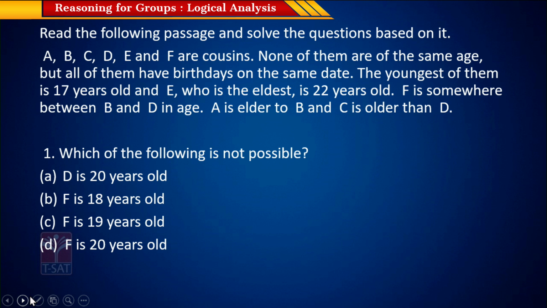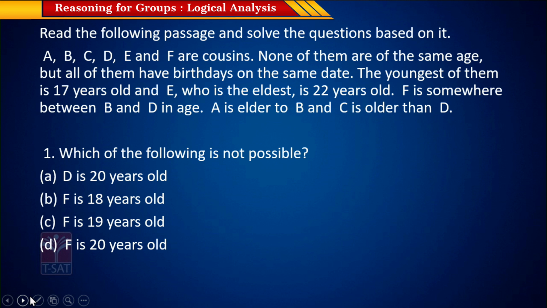It says A, B, C, D, E and F are cousins. So there's 6 people. None of them are of the same age, but all of them have birthdays on the same date. Okay, so the youngest of them is 17 years old, and E, who is the eldest, is 22 years old. F is somewhere between B and D in age. A is elder to B and C, and C is elder to D.